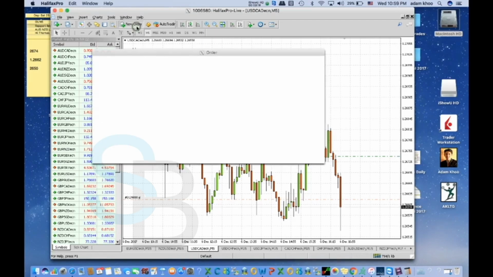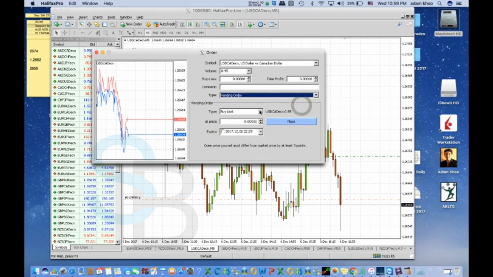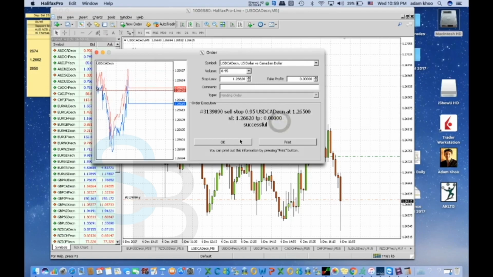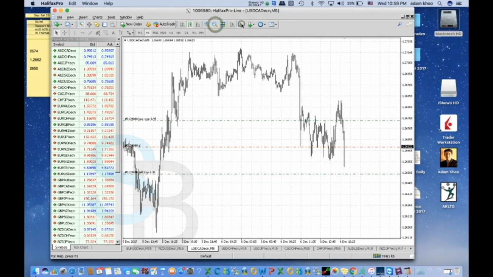Okay, next I'm going to put in my short order. So again, I'm going to put a sell stop now at 1.2650, with the stop loss at the current market price, 1.2662. Okay, so there we go. So as you can see, the market is now here, and let's see what happens.